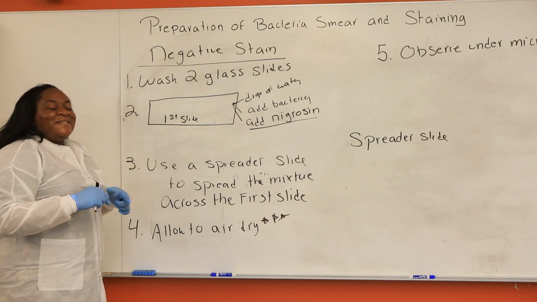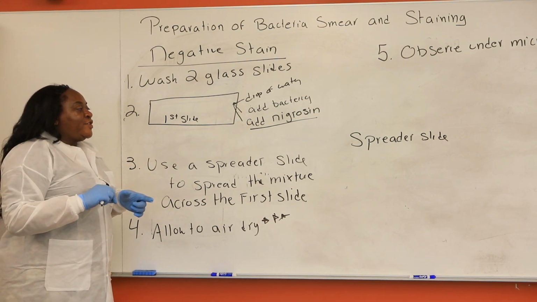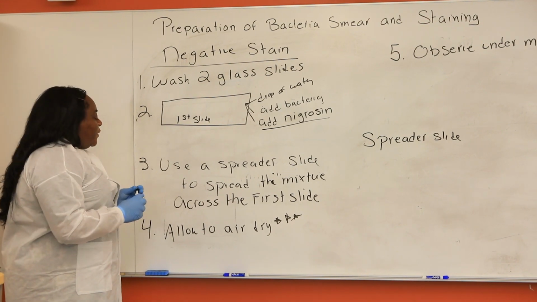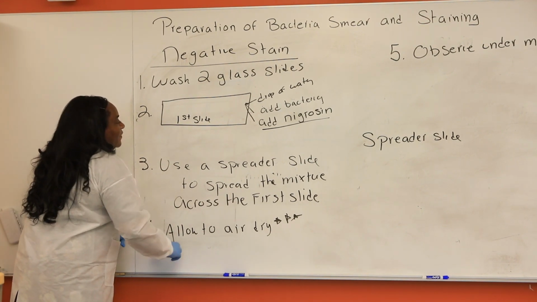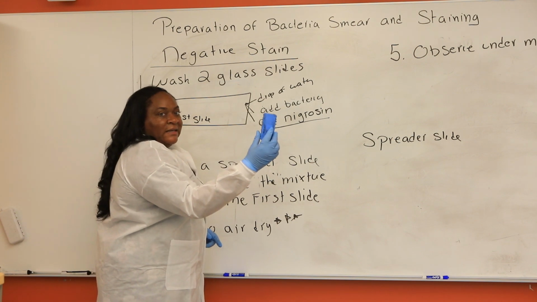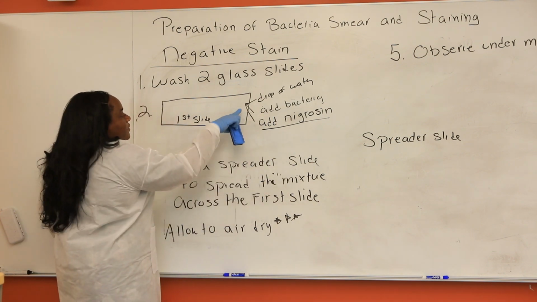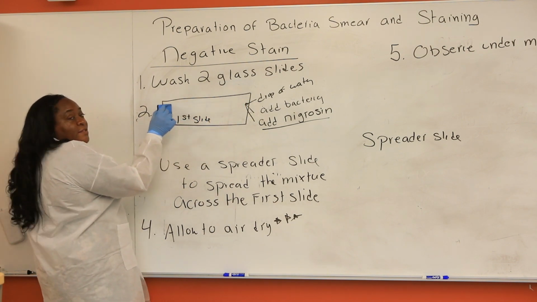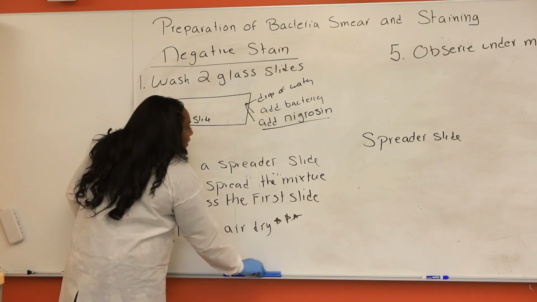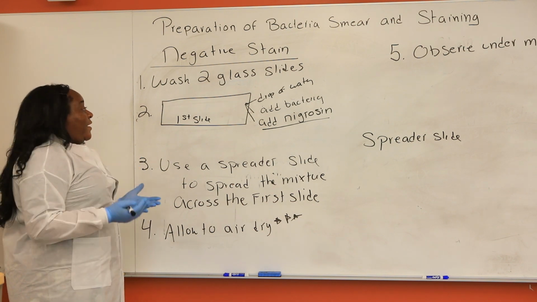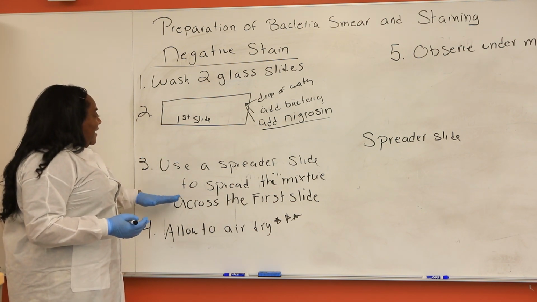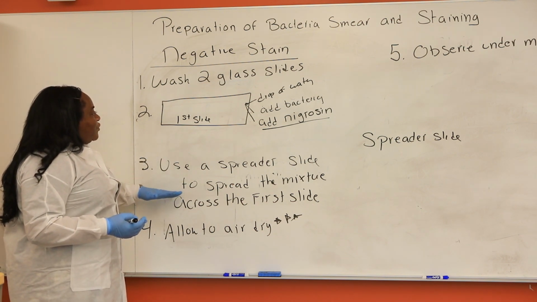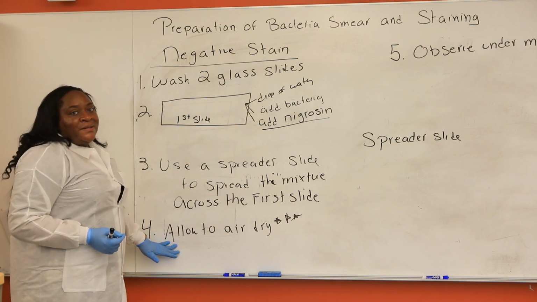So this is the first slide, where all these three components go onto. And then your second glass slide is a spreader slide. Say that this is your spreader slide. You're going to take this here, this is your mixture, and you're going to spread it across the first slide, okay? Once you do that, so this is a very easy staining technique. Once you've spread the mixture across the first slide, then you allow it to air dry.